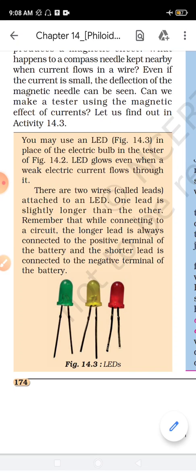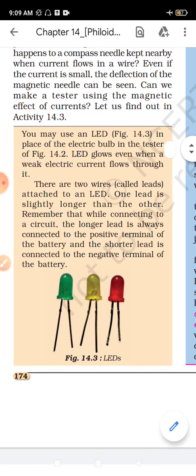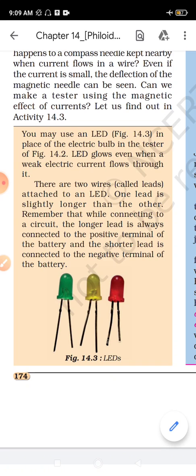You may have used an LED in place of the electric bulb in the tester. LED glows even when a weak electric current flows through it. Okay, even if a very minute electric current is flowing through it, the LED will show glowing. But a bulb does not work like that; it needs an actual amount of heating, which happens only when a particular amount of current flows. So in place of a bulb we can use an LED in the electric circuit to test the different substances.